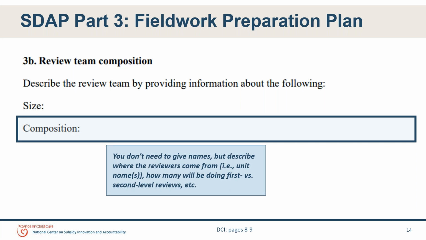Things like the name of the unit or the office from where your reviewers will come from. And we also like to see a breakdown of how many first level reviewers you're going to have, how many second level reviewers, and details like that are helpful here.